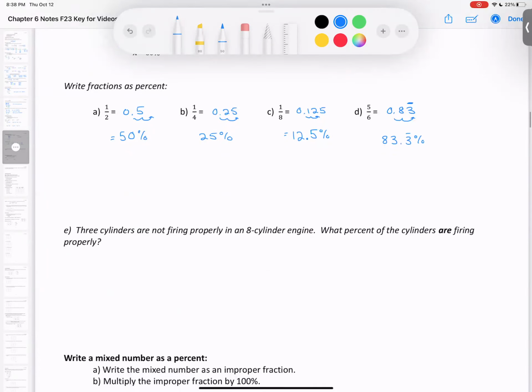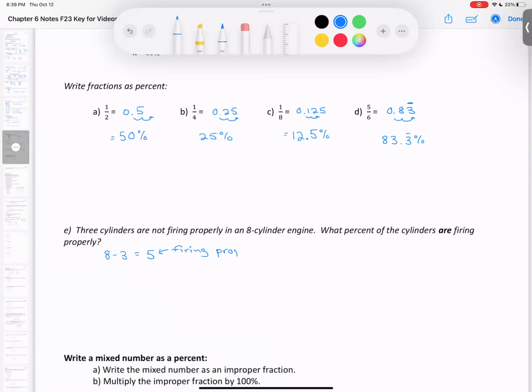Okay, let's take a look at a word problem. So we have 3 cylinders that aren't firing properly in an 8-cylinder engine. We want to know what percent of the cylinders are firing properly. So we know 3 cylinders are not firing properly. So that means how many are left? Well, we have 8. 3 aren't firing properly, so we have 5 cylinders firing properly.